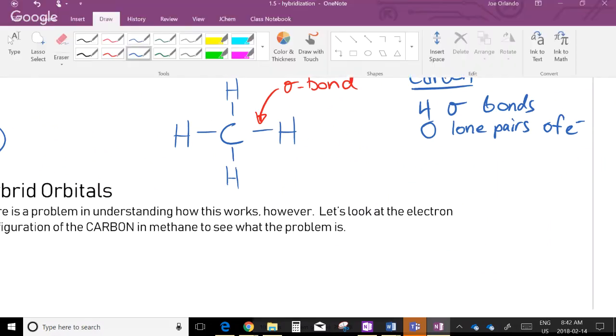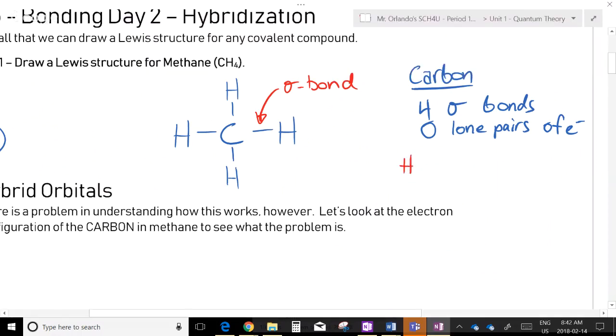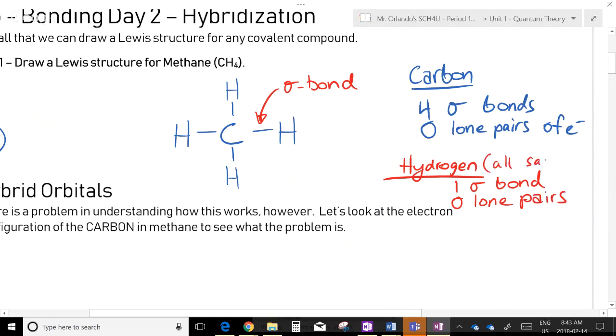All right, and then each hydrogen, what can we say about them? Very good, 1 sigma bond. And do they have any lone pairs? No, good. And they're all the same in this case, right? You could have cases where you have 2 of the same atom that have different situations, but in this case, all of the hydrogens are identical.